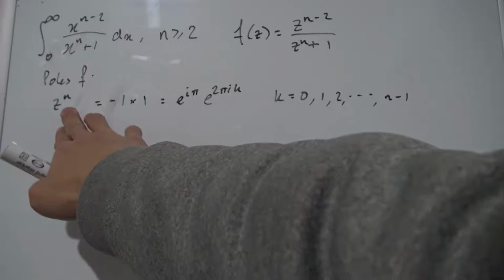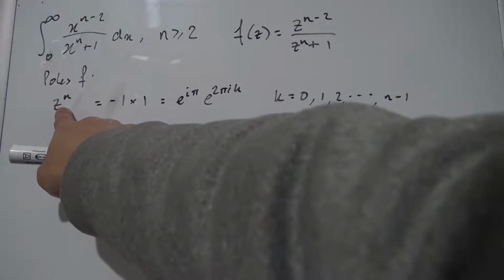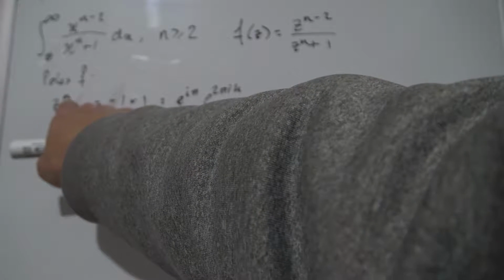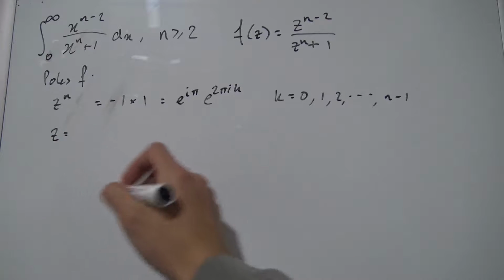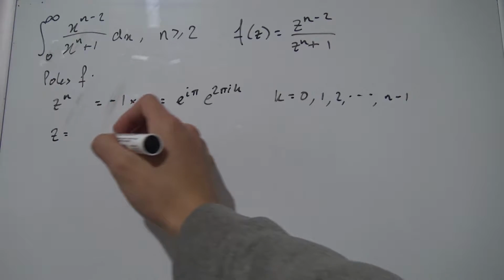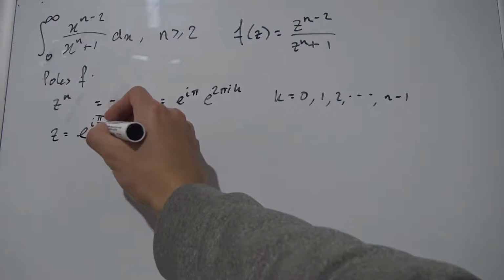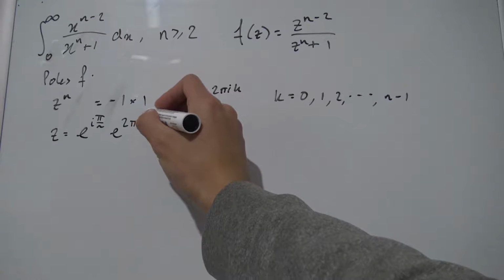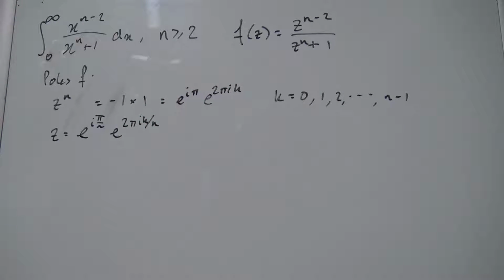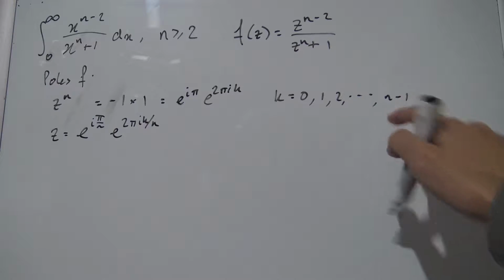Well, we have z to the n being equal to this thing right here. So now we want to solve for z. So why not take the nth root on both sides. Now our z becomes the nth root of that, just taking the reciprocal of n. So e to the i pi over n, then over here we're going to have e to the 2 pi i k over n. And remember our k is from 0 all the way up to n minus 1.